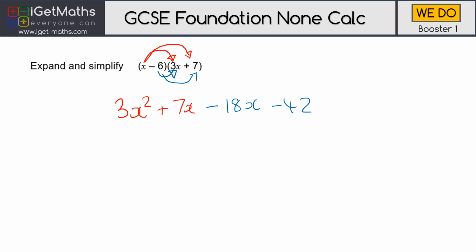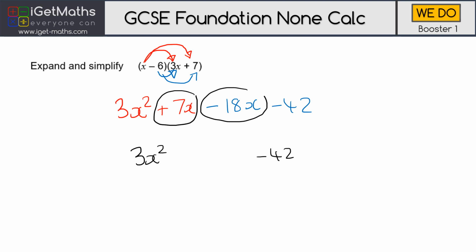So remember, the beginning stays the same. That gives us 3x squared. The ending stays the same. That'd be minus 42. And now we just want to collect 7 minus 18. So if I'm at minus 18 and I add 7 x's, that will get me to minus 11x. And you're done.